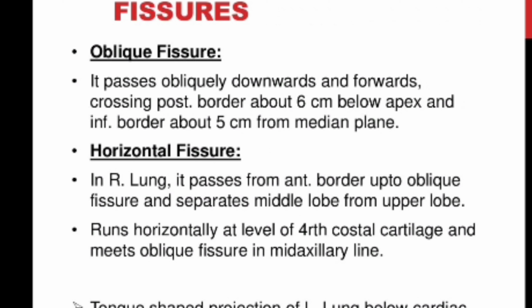Then what are the fissures? First of all, let us see the oblique fissure. It passes obliquely downwards and forwards, crossing the posterior border about 6 cm below the apex and the inferior border about 5 cm from the median plane.